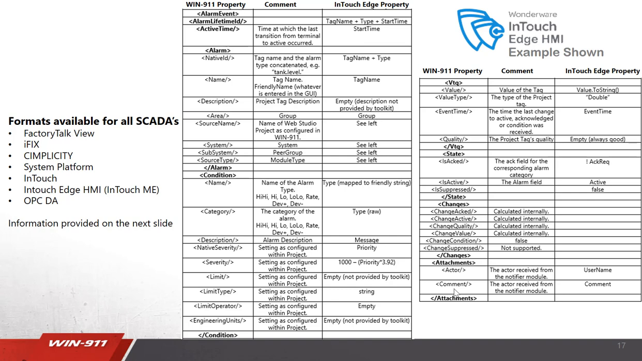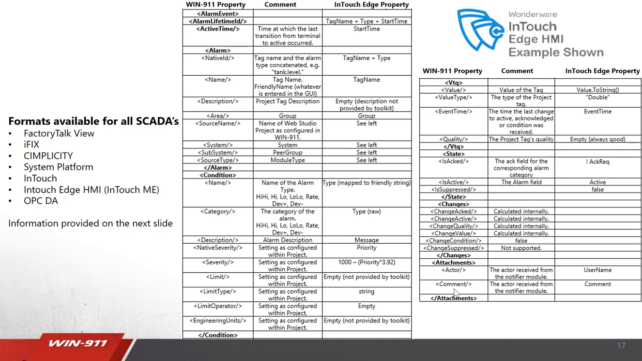Of course, these items can also come from the SCADA. And so where possible, Win911 will always pull these from the SCADA and then offer you the ability in the configuration to override what's coming in from the SCADA. In the case of InTouch Edge, there is no description that's provided by the toolkit. So in InTouch Edge, that's going to come entirely from Win911, and on our project tag description within that configuration, you'll be able to define the description for this alarm.